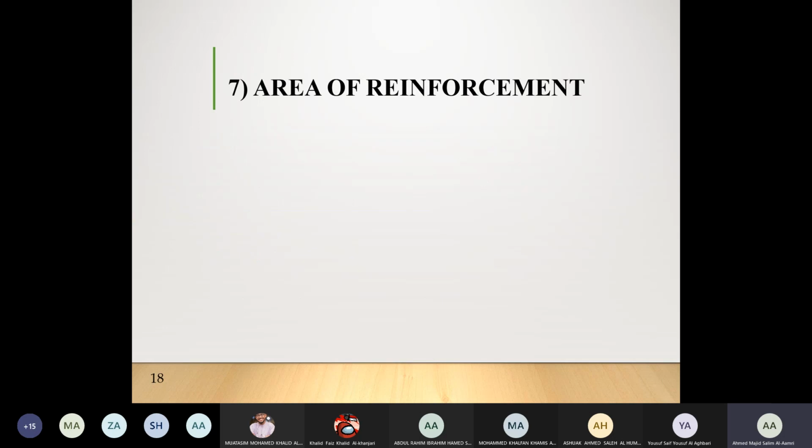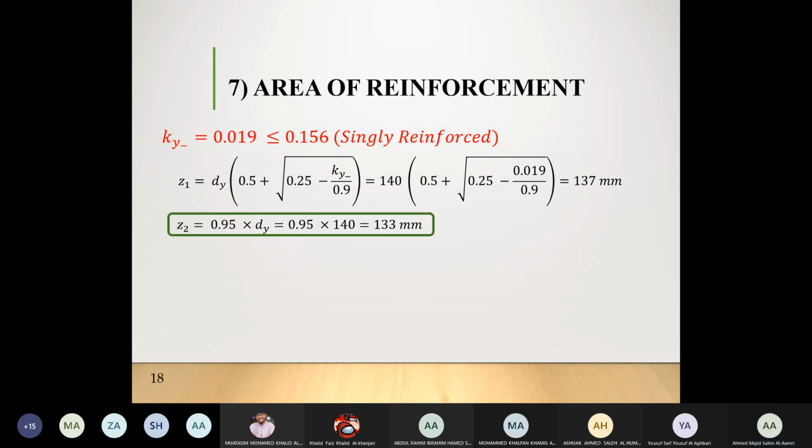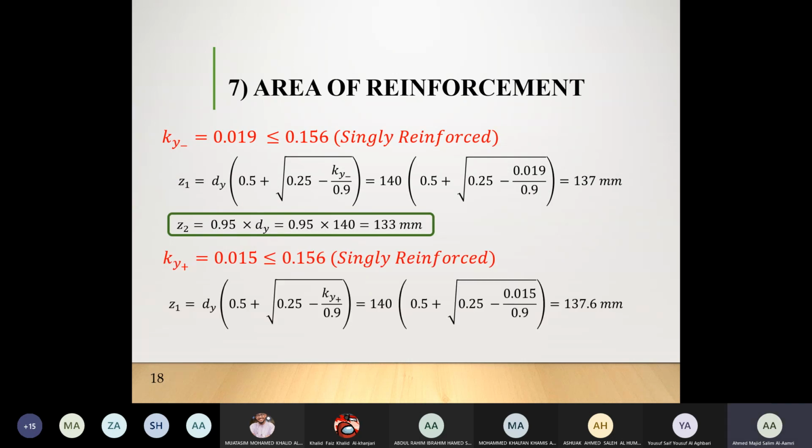After we finish from X, we are going to go for Y. Okay. And once again, it's a direct substitution. So we have Z1. Rather than using DX now, we are using DY. This is our value of Z1. This is going to be the value of Z2. And once again, we are going to compare between them to get the correct or the optimum Z. And once again, Z is going to be this one, which is the lesser of the two. Similarly, we are going to do for KY positive, Z1, and then Z2. Okay.